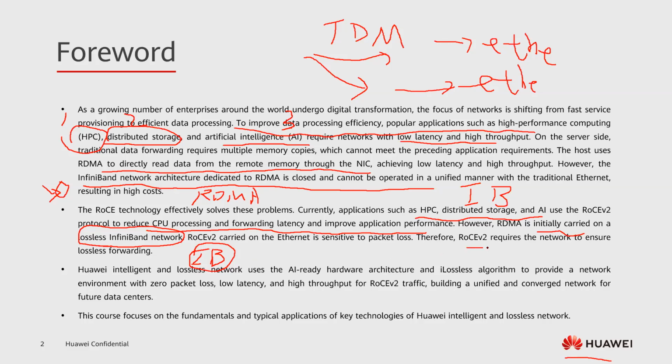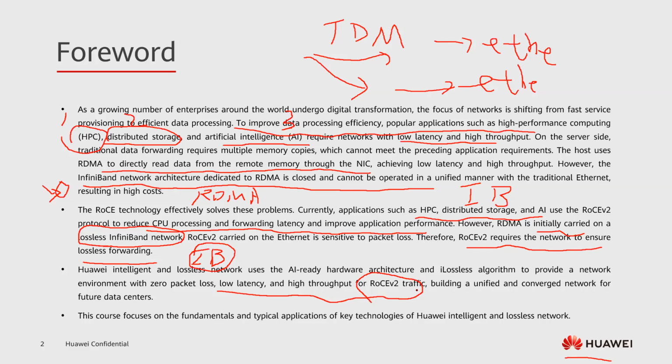Therefore, when RoCE v2 is running on Ethernet, RoCE v2 requires the network to ensure lossless forwarding. And the Huawei intelligent lossless network uses an AI-ready hardware architecture and a lossless algorithm to provide a network environment with zero packet loss, low latency, and high server output for RoCE v2.